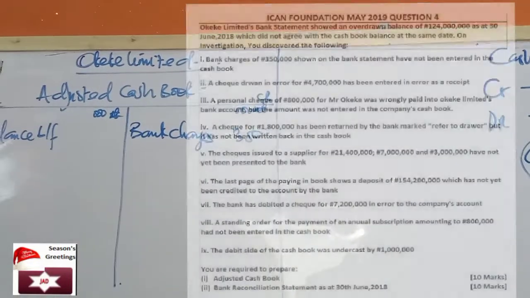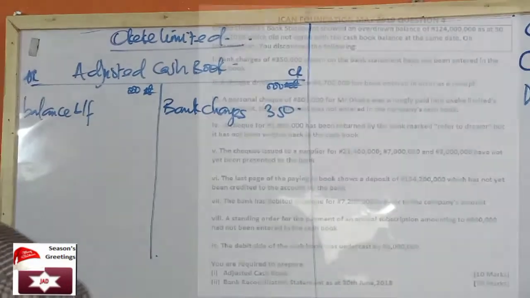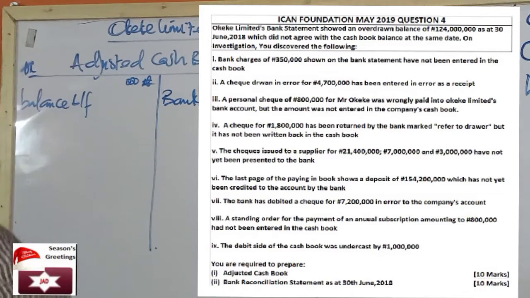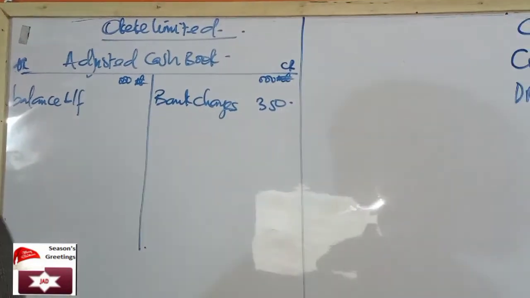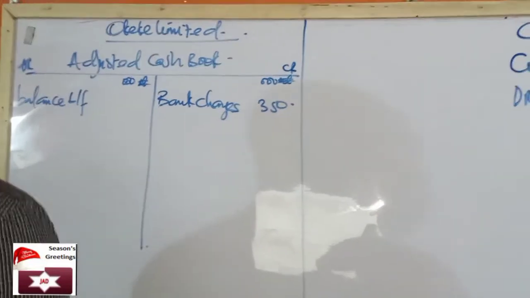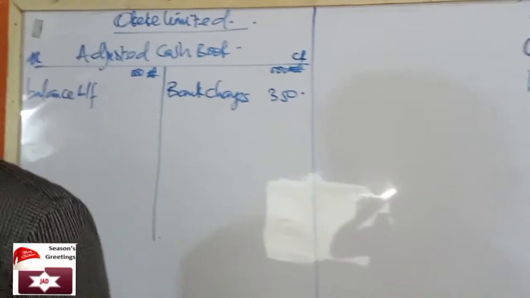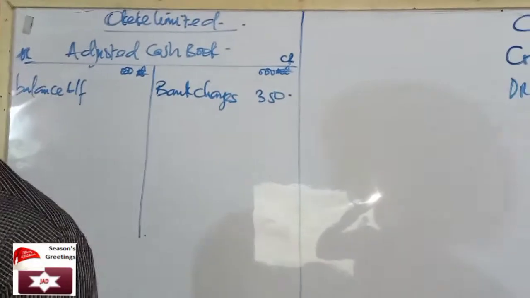Bank charges of 350,000 shown in the bank statement have not been entered in the cash book. The next one, a check drawn in error for 4,700 has been entered in error as a receipt. Okay, so that means that OKK Limited has issued a check. When you issue a check, it means that you credit the cash book, but they are now saying that it has been entered in error as a receipt.